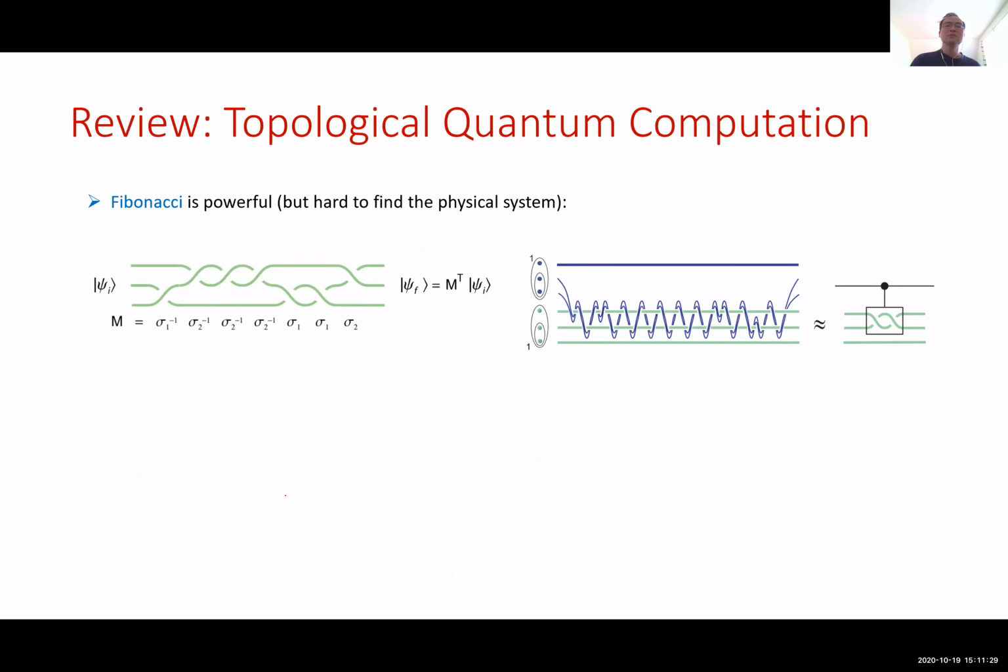Okay, and we mentioned that the Fibonacci anyon is probably the most ideal one, because it is universal. Just by braiding, you can get any single qubit gate. You can get CNOT gate approximately. But this is very difficult to find in the real world.